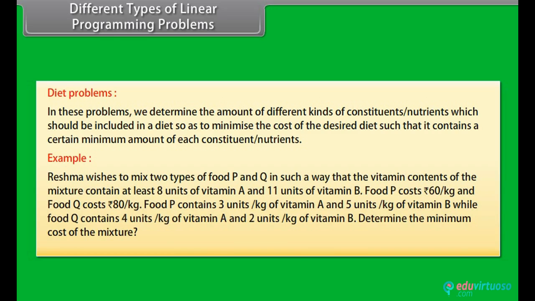Reshma wishes to mix 2 types of food, P and Q, in such a way that the vitamin contents of the mixture contain at least 8 units of vitamin A and 11 units of vitamin B. Food P costs rupees 60 per kg and food Q costs rupees 80 per kg. Food P contains 3 units per kg of vitamin A and 5 units per kg of vitamin B, while food Q contains 4 units per kg of vitamin A and 2 units per kg of vitamin B. Determine the minimum cost of the mixture.